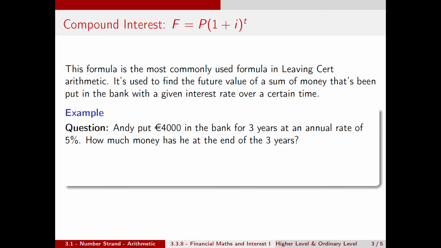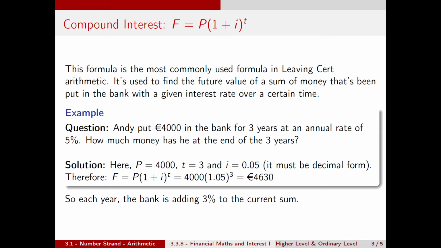And once we know that, all we need to do is identify in our question what P, I, and T are. So P is 4,000, T is 3 years, and I is 5%, or in decimal form, 0.05. So F equal to P times (1 plus I) to the power of T gives us 4,000 times 1.05 to the power of 3, which is 4,630.